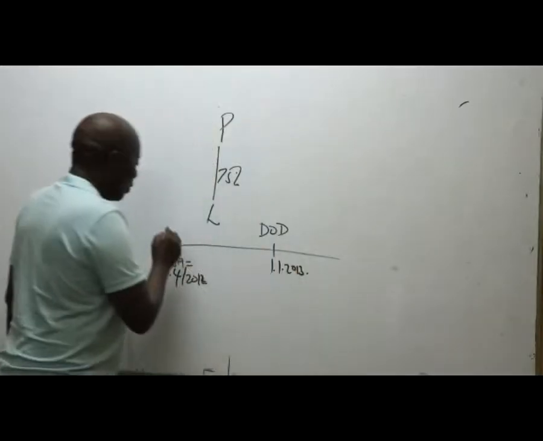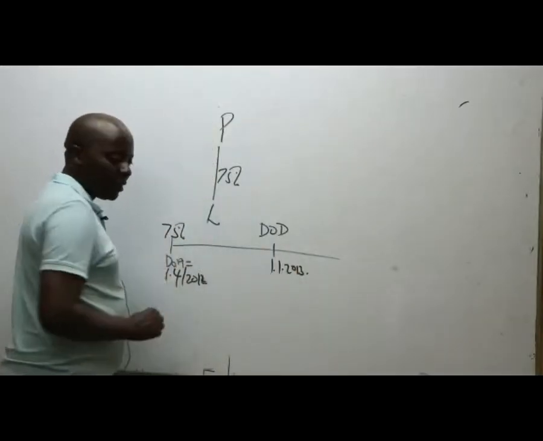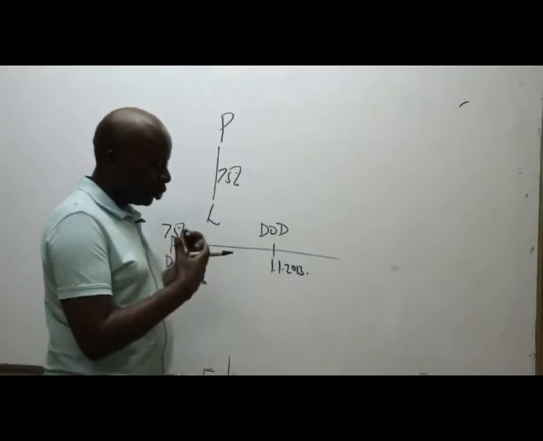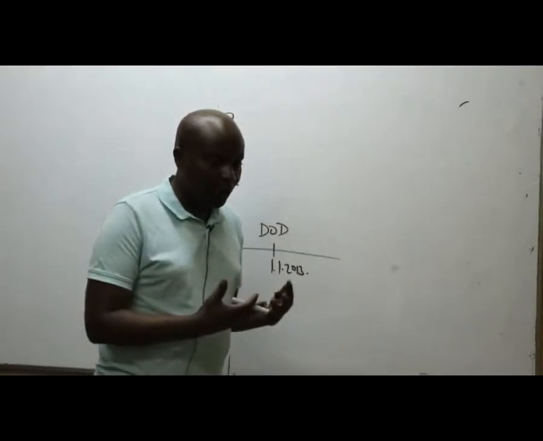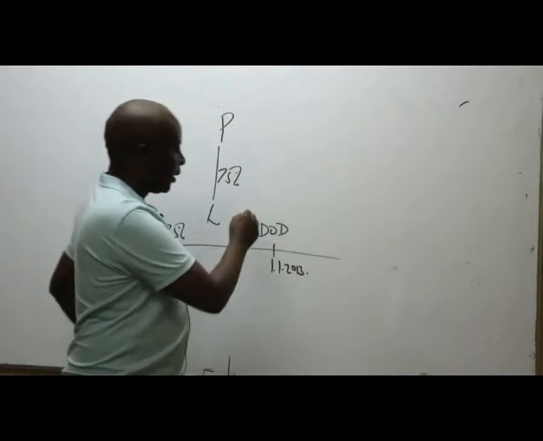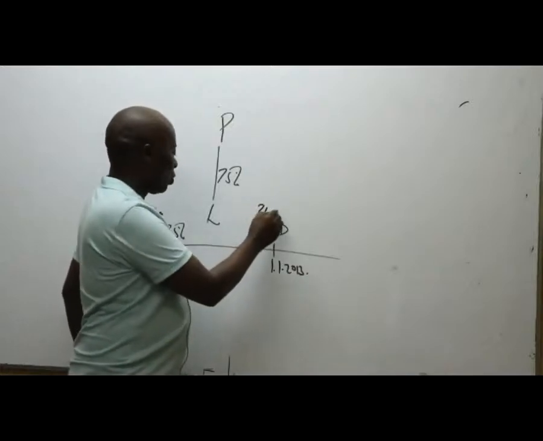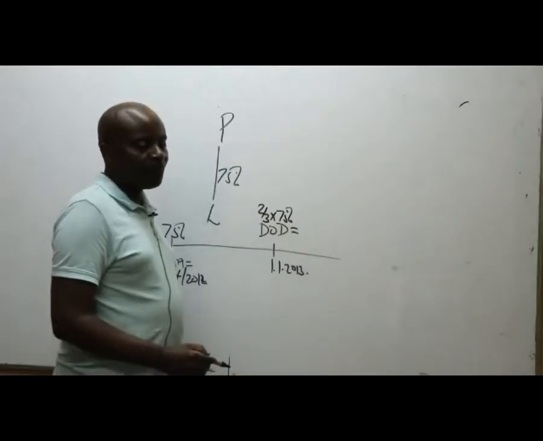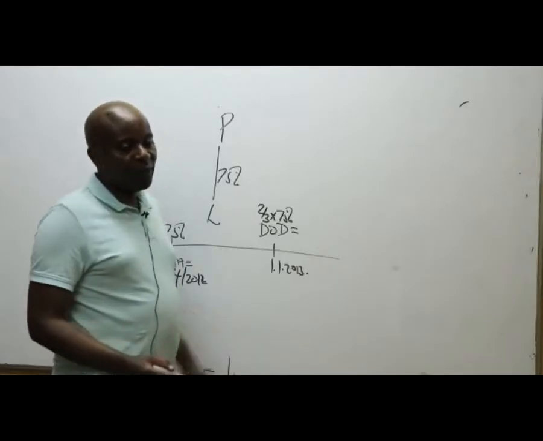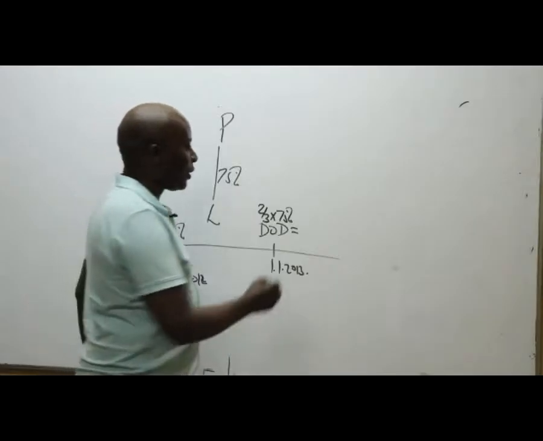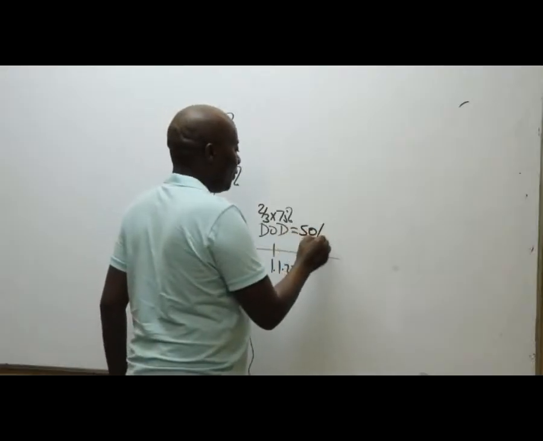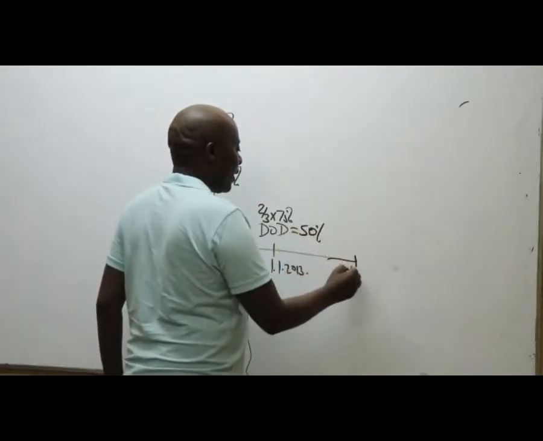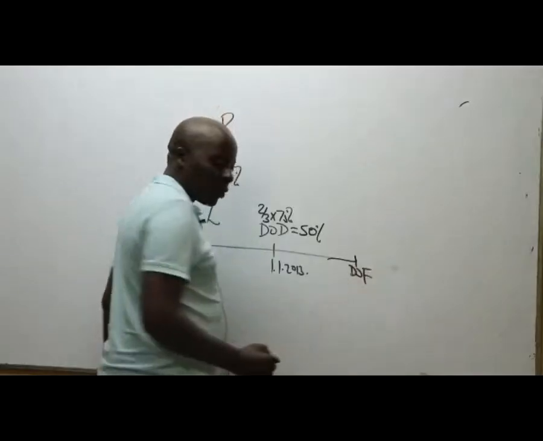Remember, we had 75% of L, and you're told that we disposed of 1/3. So that leaves us with 2/3. So what is 2/3 of 75%? Can somebody give me this figure? Somebody is telling me that this should be 50%.